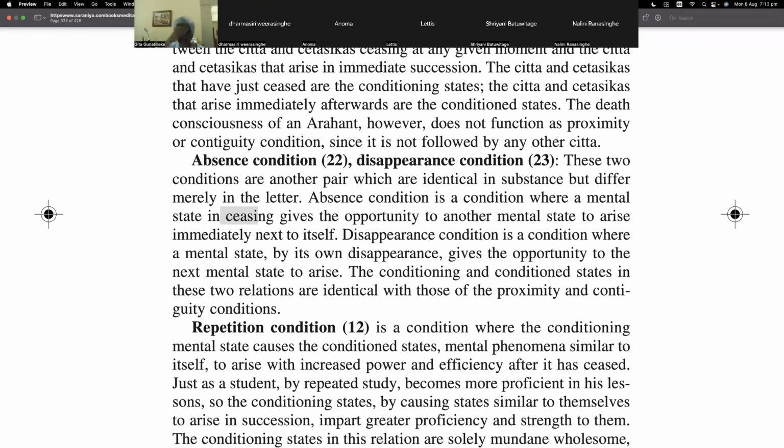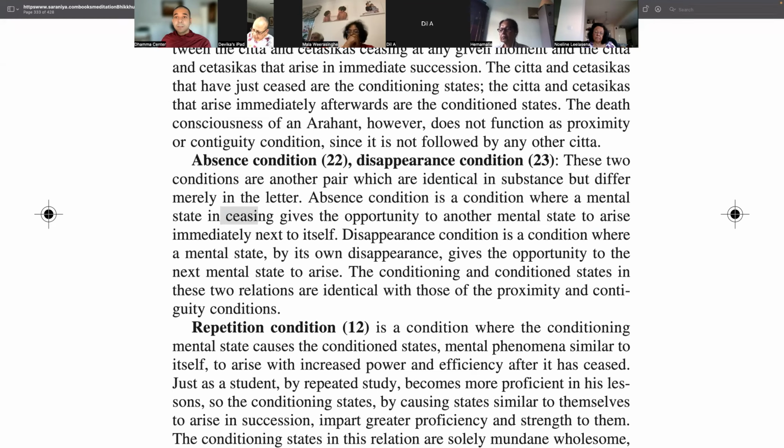Bhante, did I hear you saying that in the first one, there's an absence condition where the mental state ceases completely, and then it gives an opportunity, by the proximate cause where it gets absent, for another mental state of chitta and chaitasika to arise immediately after. But in the disappearance condition, you're saying disappearance is not absence, but something has come and it has now disappeared, where the mental state, by its own disappearance, gives the opportunity for the next mental state to arise.